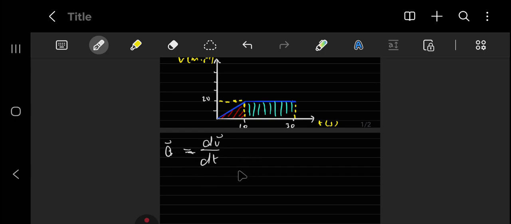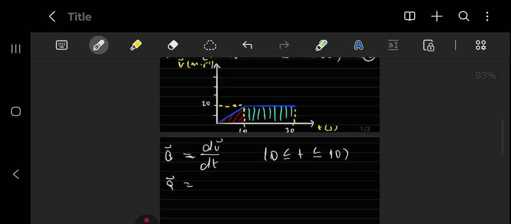So looking at our acceleration, how are we going to get it? We're going to take dv/dt, right? So let's see for the first motion, which is from 0 less than or equal to t, which is less than or equal to 10 seconds. Right, so for the first part here, our acceleration is going to be, so remember what is velocity?